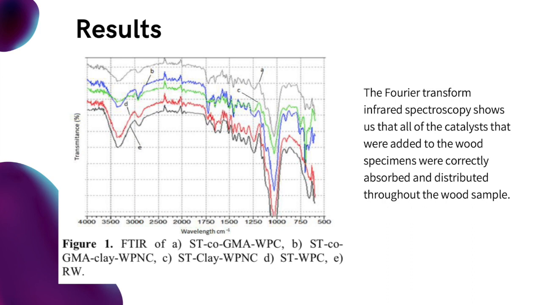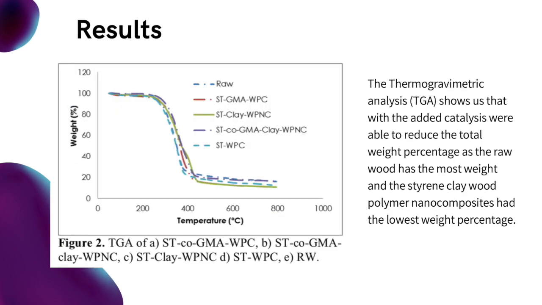The infrared analysis just shows us how all the catalysts were added correctly and were absorbed by the wood. In this thermogravimetric analysis, we are able to see how the catalyst actually reduces the total weight percentage of the raw wood. Here we can see that the heaviest of them all was the raw wood, and the styrene clay wood polymer nanocomposite was the lowest weight percentage.